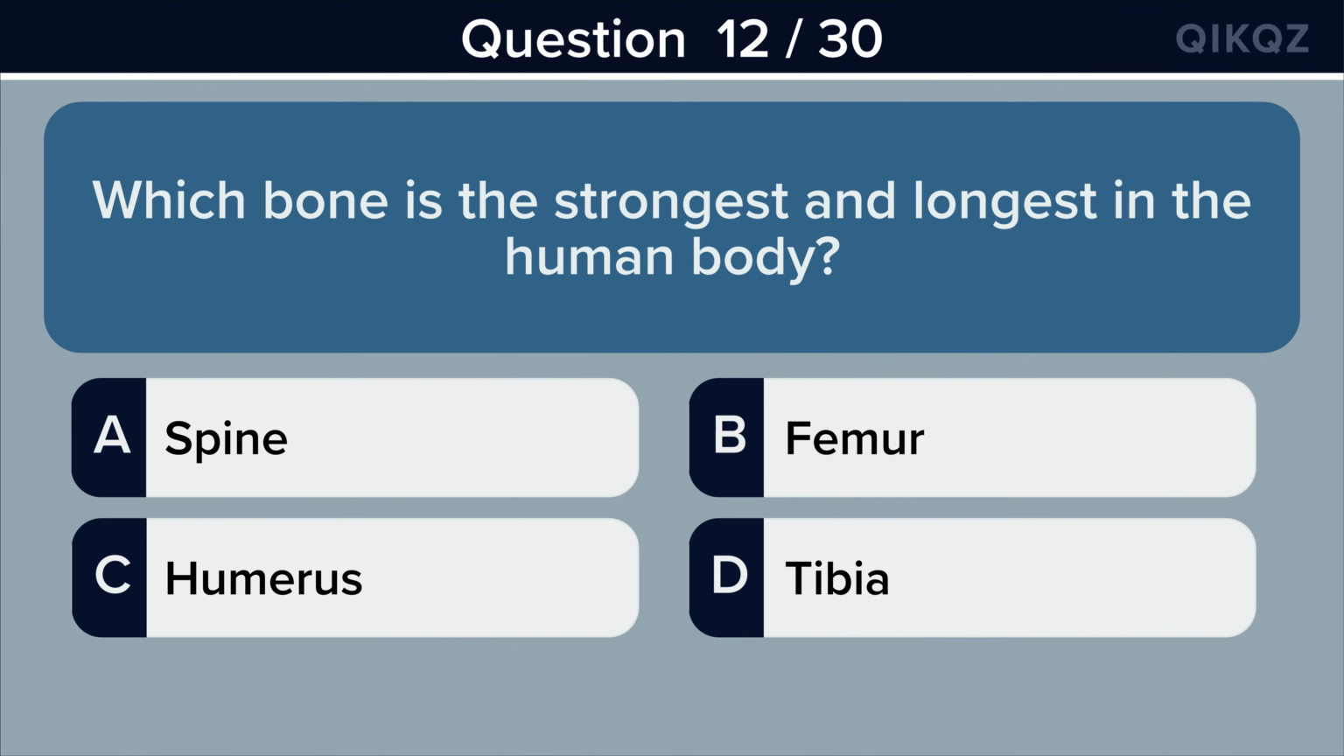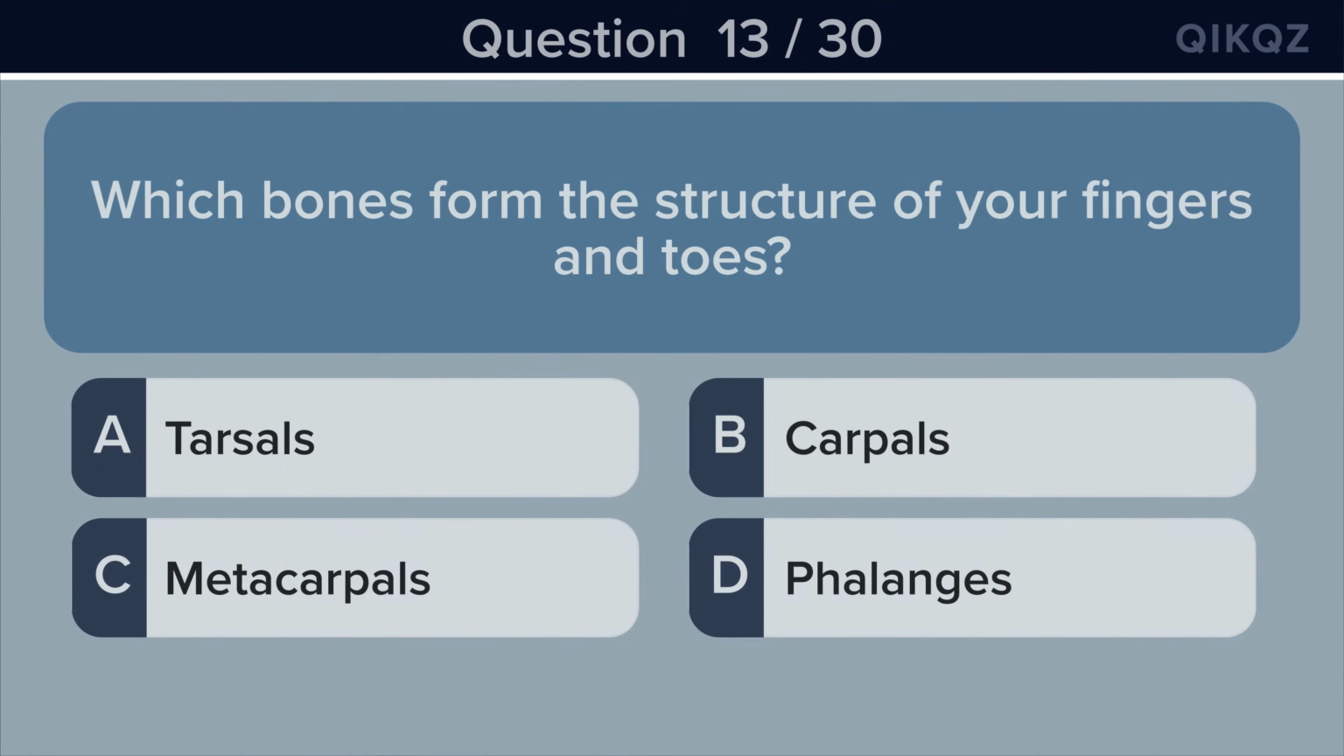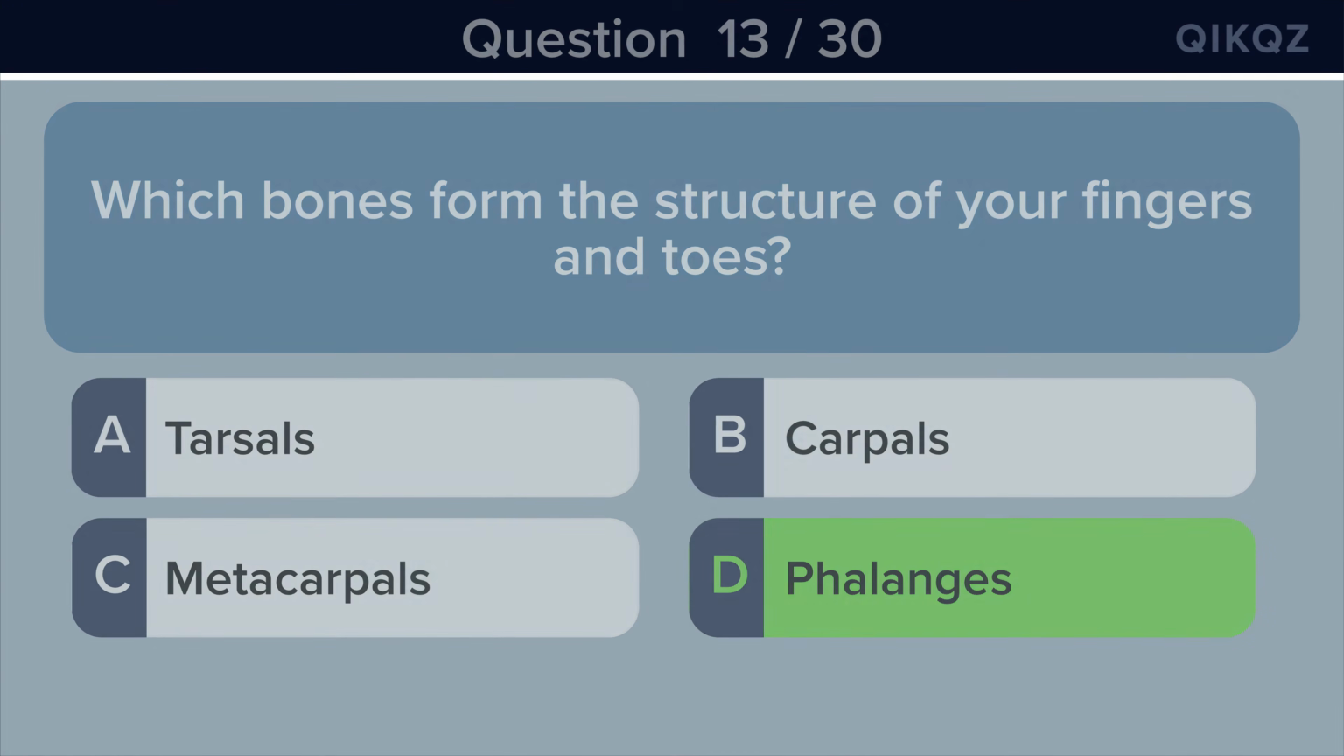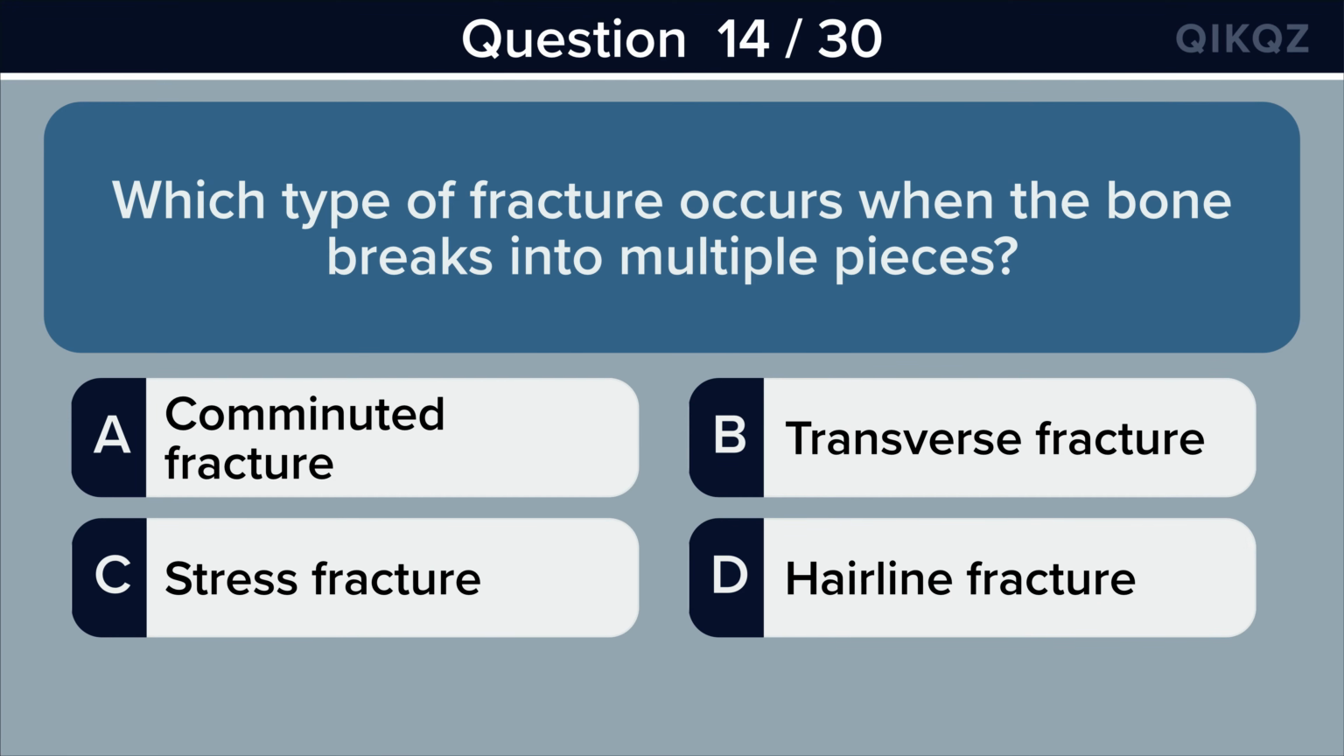Collarbone. Which bone is the strongest and longest in the human body? Femur. Which bones form the structure of your fingers and toes? Phalanges. Which type of fracture occurs when the bone breaks into multiple pieces?